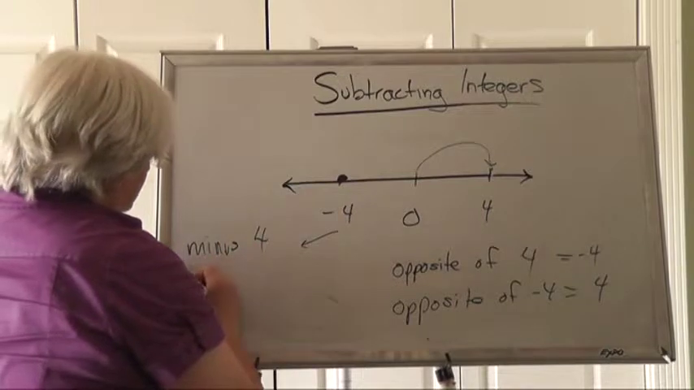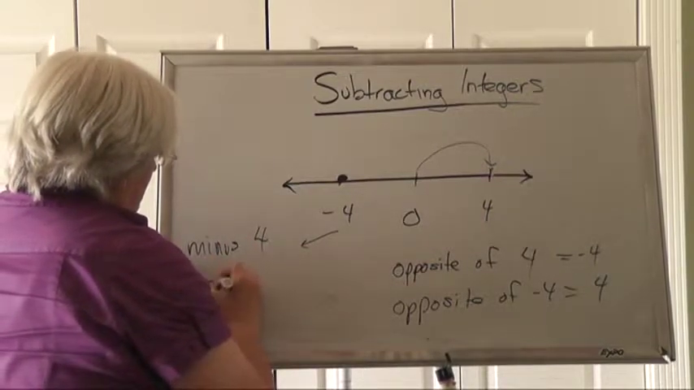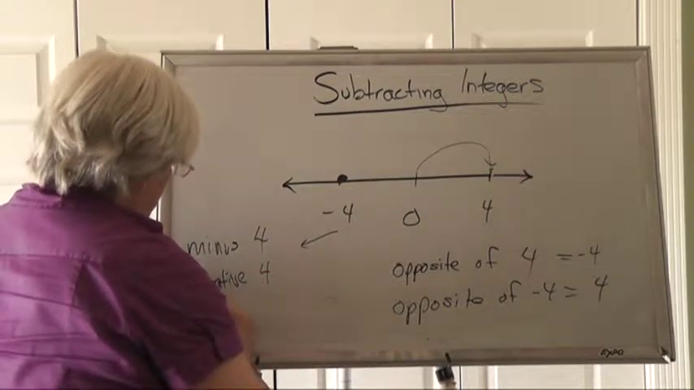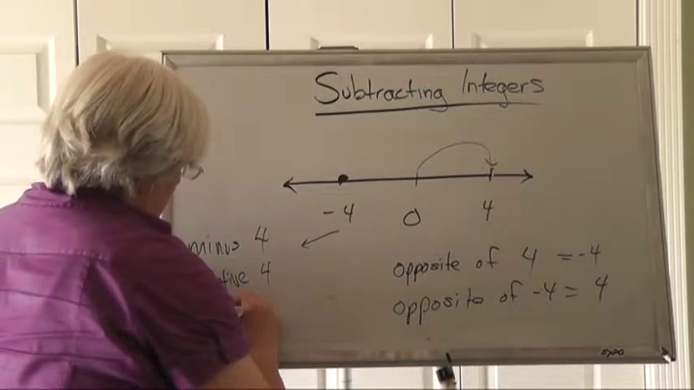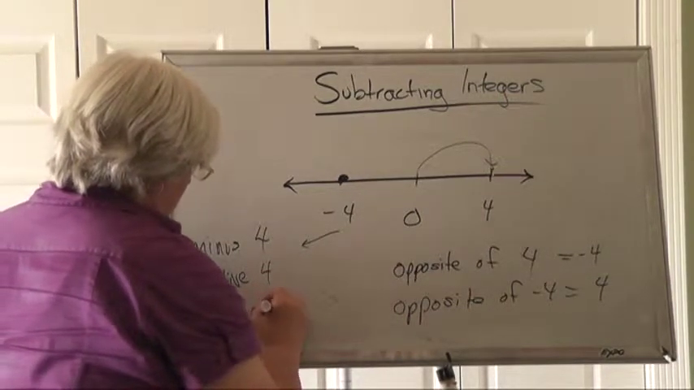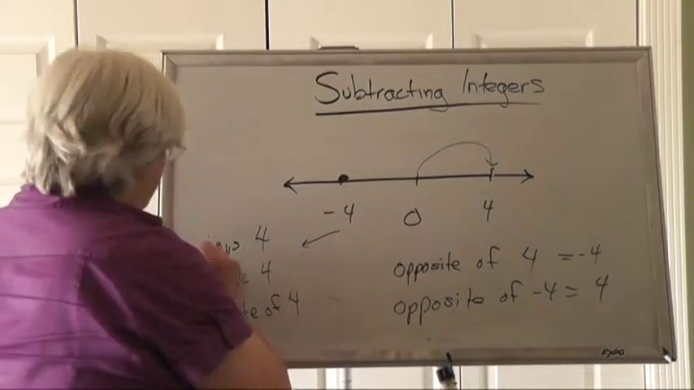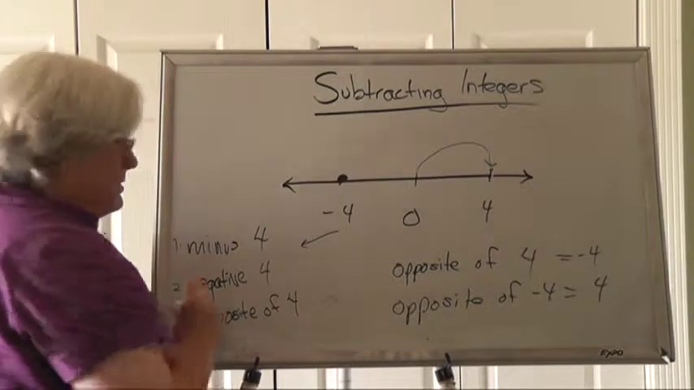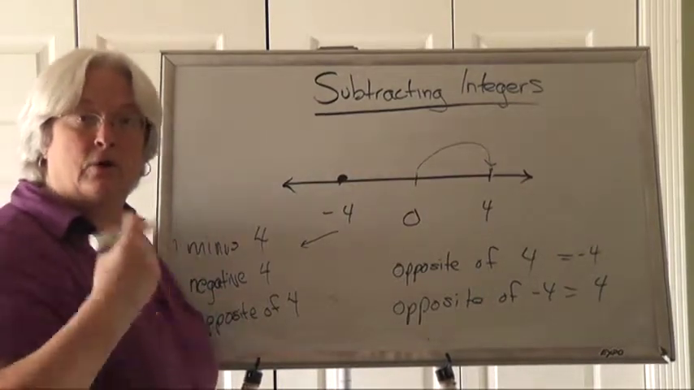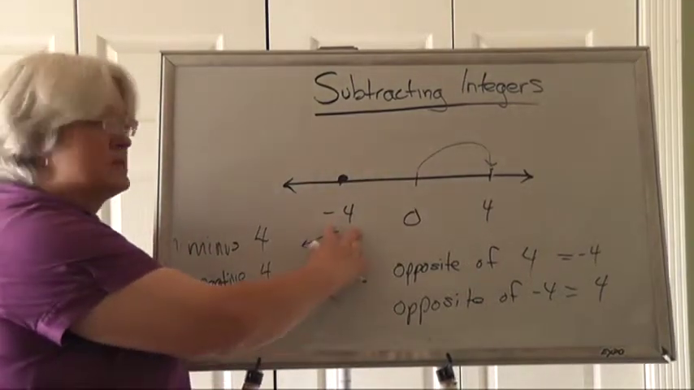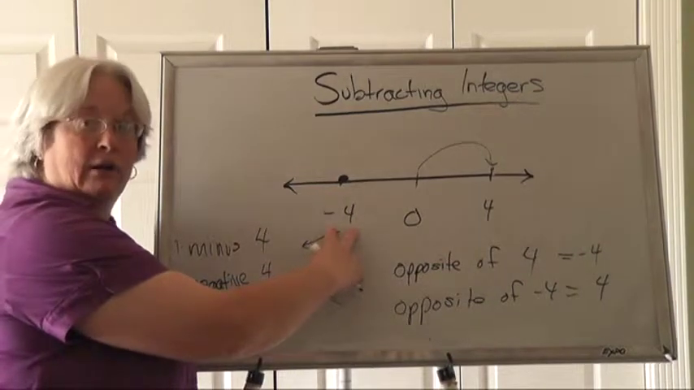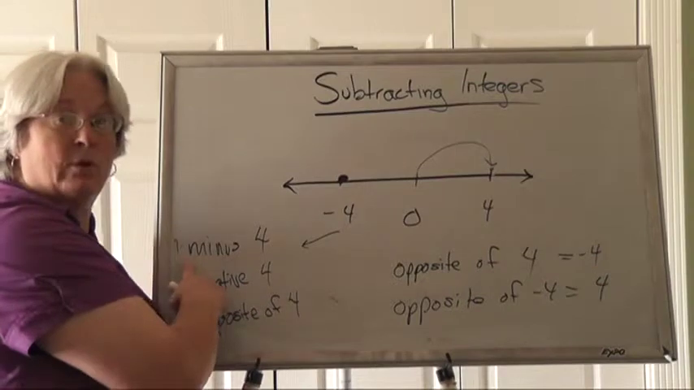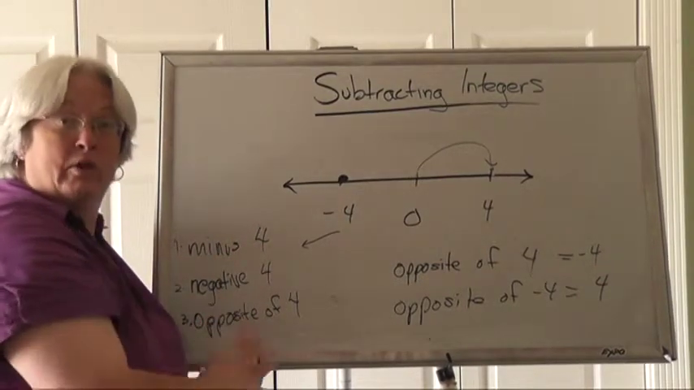Minus 4, negative 4, opposite of 4. These are 3 different ways that you can articulate this expression right here. The minus symbol with a 4, you can read it minus 4, negative 4, or the opposite of 4.